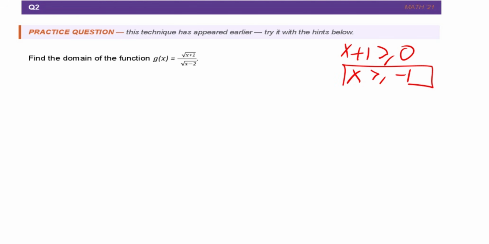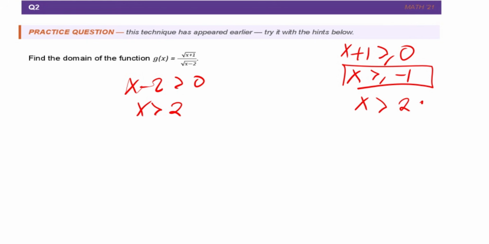Leave this for now. Go back to the denominator. The down part, we know that as long as it's down and it's in the square root, you get what is in the brackets, then you say greater than 0. So for x, x is greater than 2.